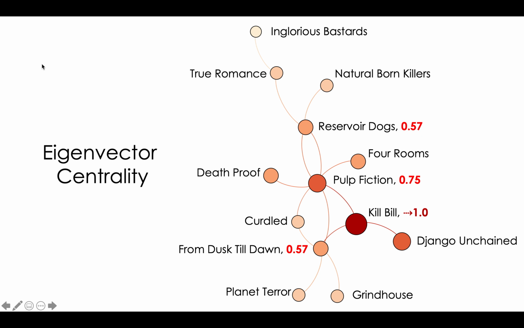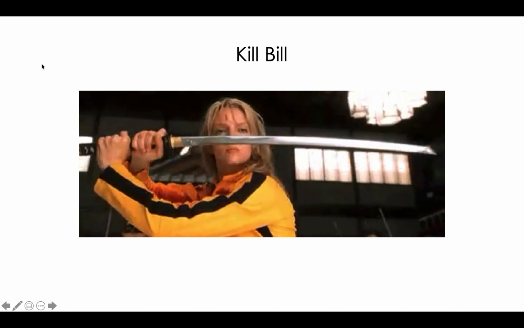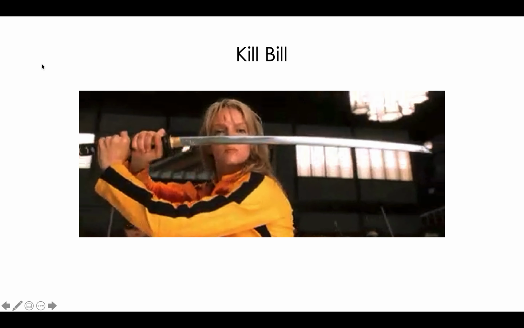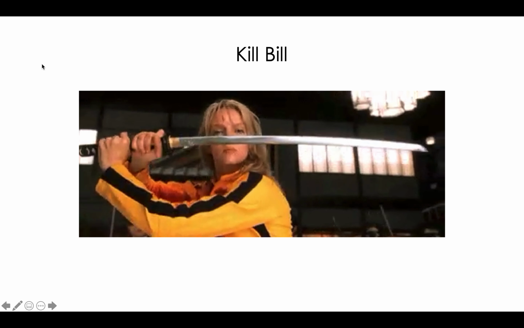But if we consider eigenvector centrality, the story is a bit different. Here the movie Kill Bill comes out on top with a score which is almost tending to 1, which is believable considering the fact that it is linked to two of the most connected movies, which are Pulp Fiction and From Dusk Till Dawn. So if we base our conclusion solely on the eigenvector centrality score, Kill Bill is the most well-connected movie in the Quentin Tarantino movie universe.